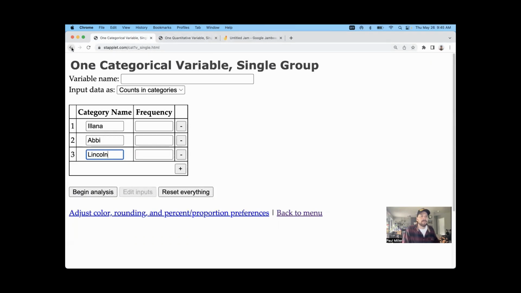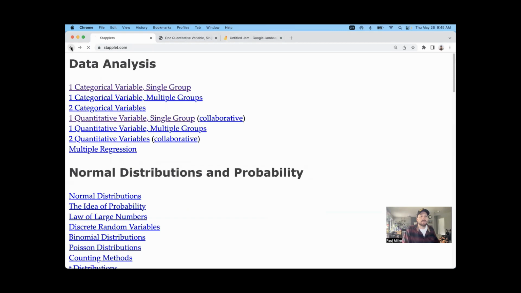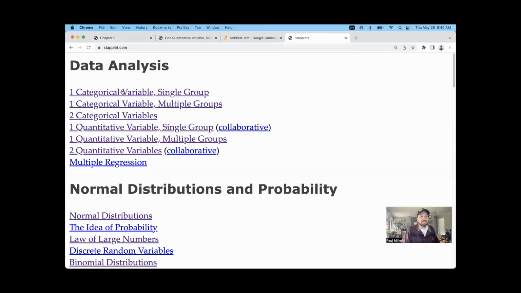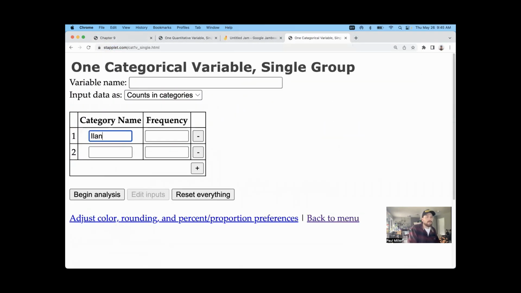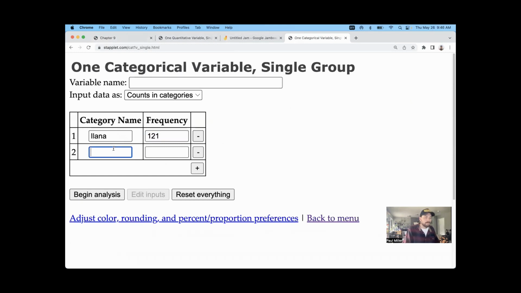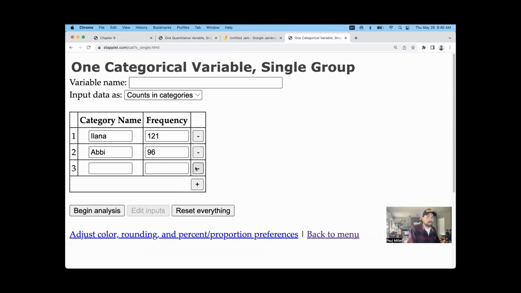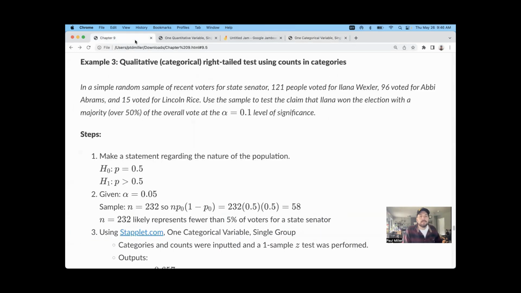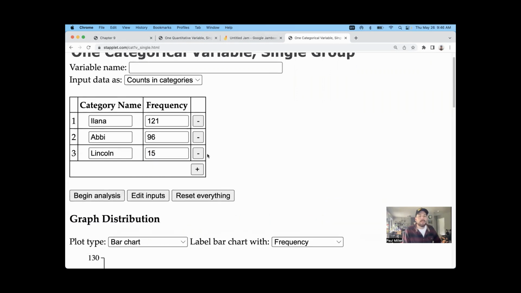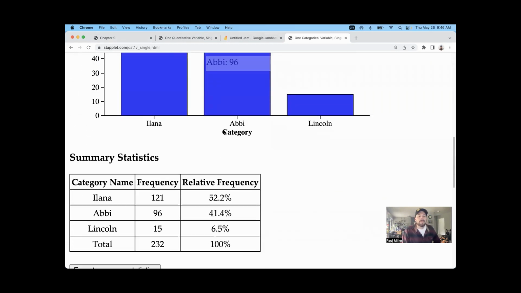Oops, I got rid of my notes. Let's see, where was I? Here we go. So we have 121, 96, and 15. We'll do the analysis there. We don't really need to pay too much attention there.